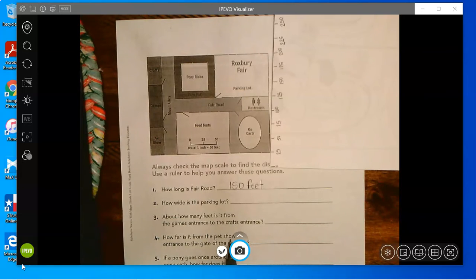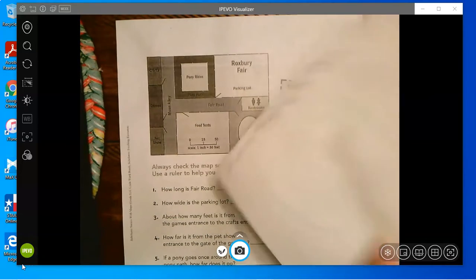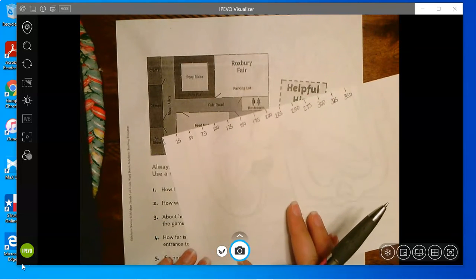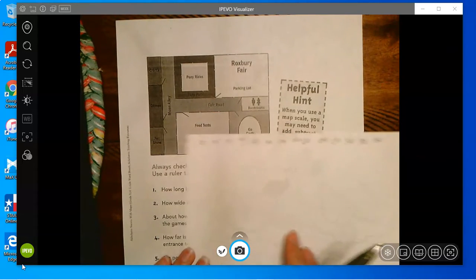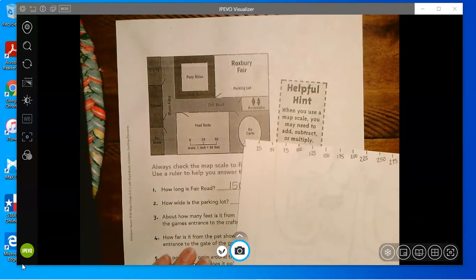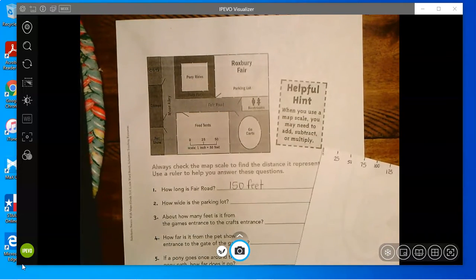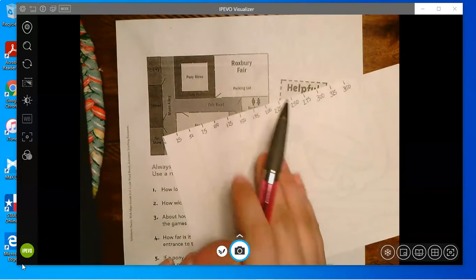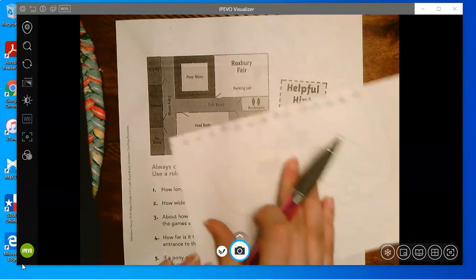How far is it from the pet show entrance to the gate of the go-karts? So the pet show entrance to the gate of the go-kart. I think I would go across right here. So from here to here.